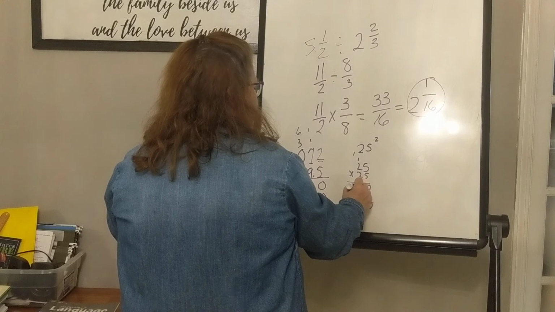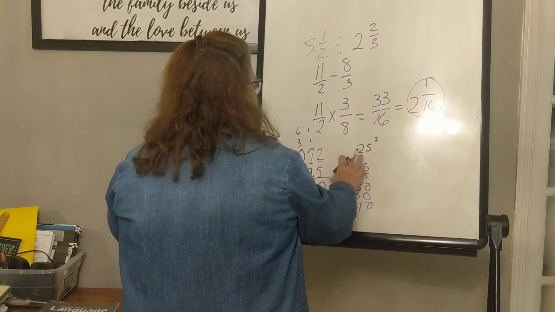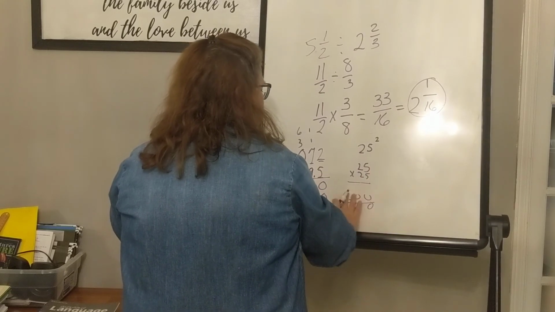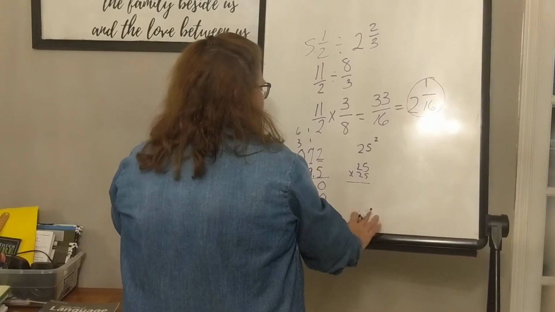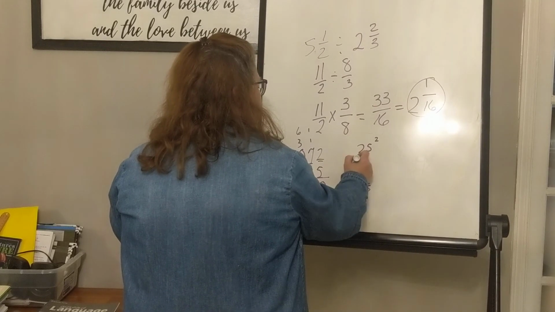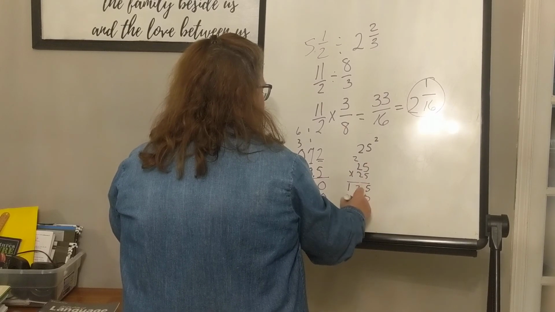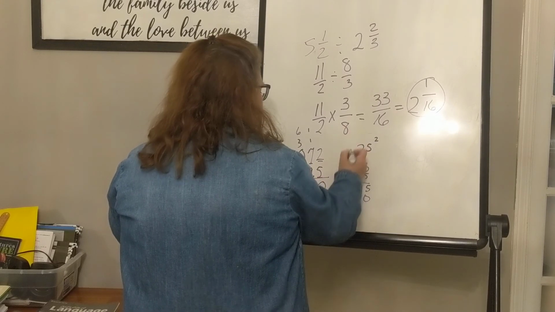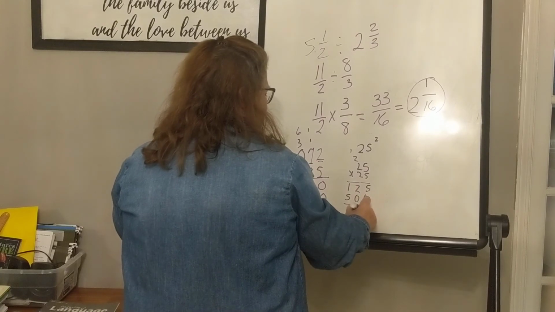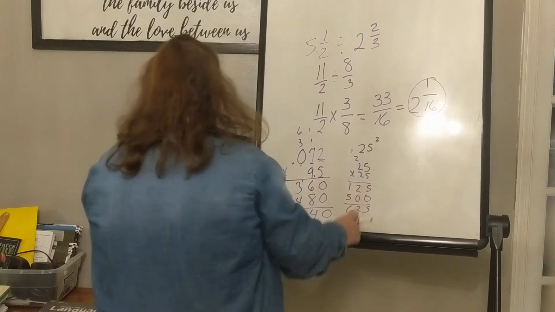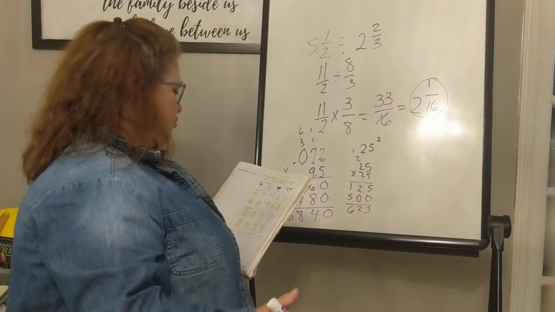5 times 5 is 25, put 5 down. What did I do, guys? Start over with me, I'm sorry. 5 times 5 is 25, put 5 down, carry the 2. 2 times 5 is 10, plus 2 is 12. There we go. 5 times 2 is 10, put 0 down, carry the 1. 2 times 2 is 4, plus that 1 is 5. We have 5, 2. So we have 625 is our answer for 25 squared.